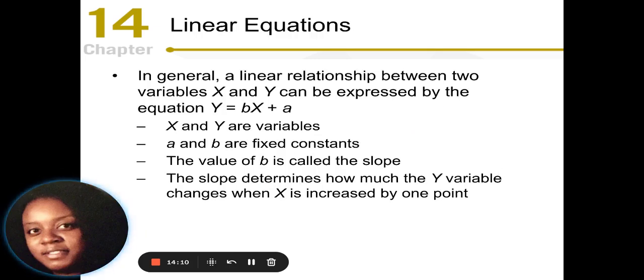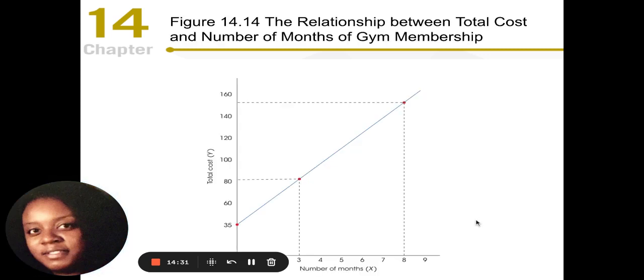For linear equations, in general, a linear relationship between two variables x and y can be expressed by the equation y equals bx plus a. Those x and y are variables, and a and b are fixed constants, and the value of b is called the slope, and the slope determines how much the y value changes when x is increased by 1 point. So if we take a look at figure 14.14, the relationship between total cost and number of months in a gym membership, we can also see that relationship.